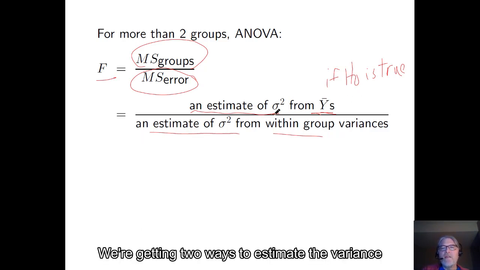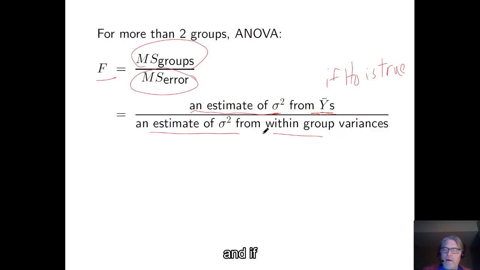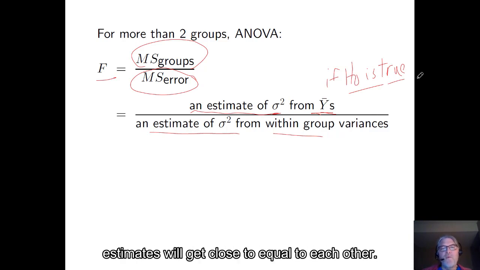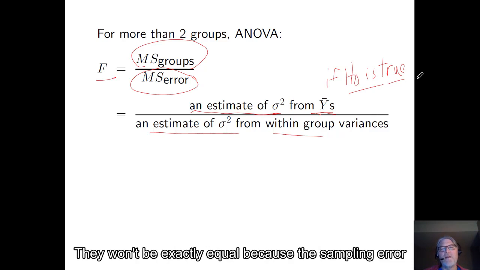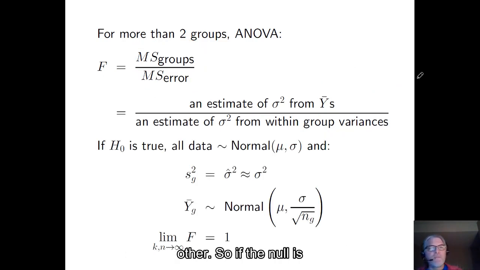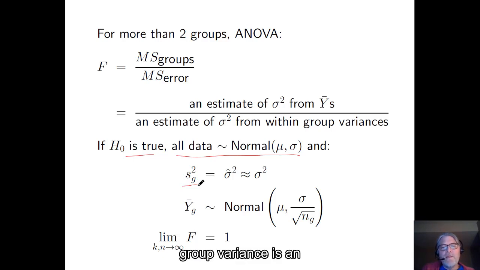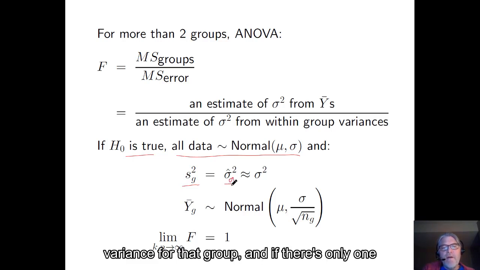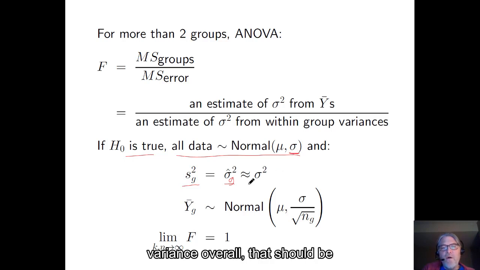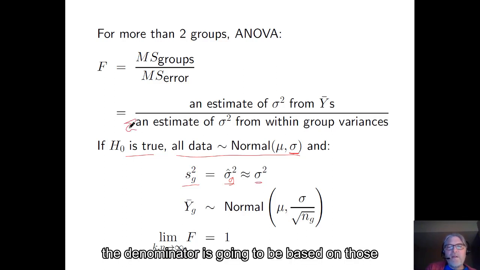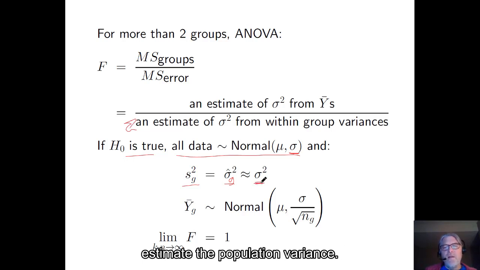We're getting two ways to estimate the variance, and if the null hypothesis is true, both of them will be equal to each other. Both those estimates will get close to each other. They won't be exactly equal because of sampling error, but they should be close to equal. So if the null is true, all the data come from the normal. Of course, the within group variance is an estimate of the variance for that group, and if there's only one variance overall, that should be pretty close to the variance, right? So the denominator is going to be based on those within group variances. Those should all estimate the population variance.